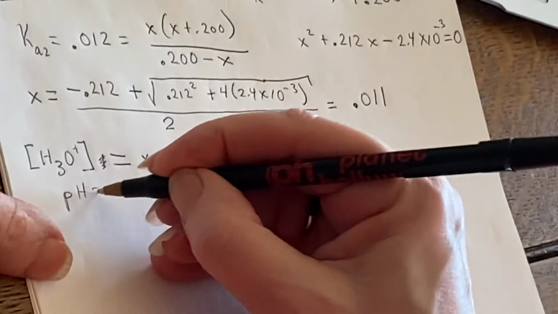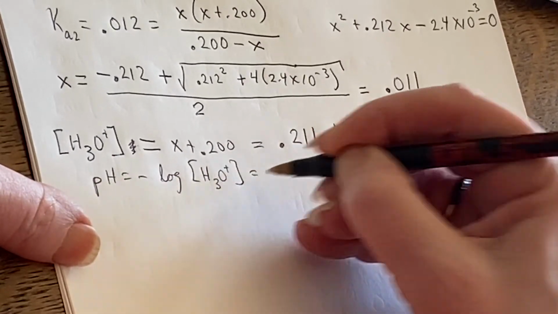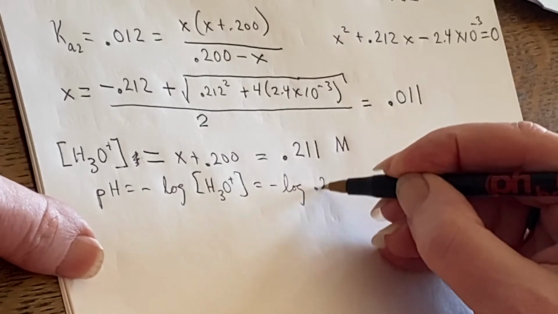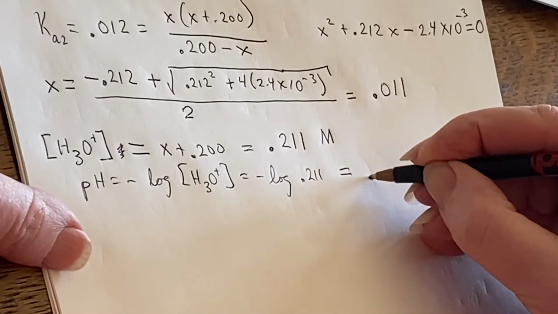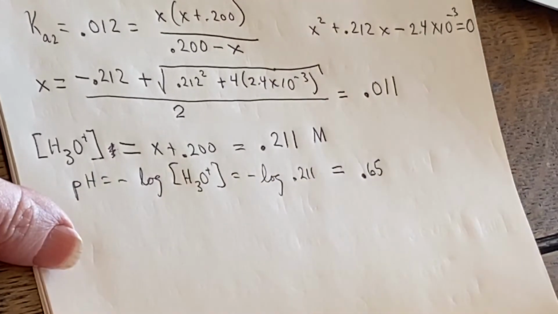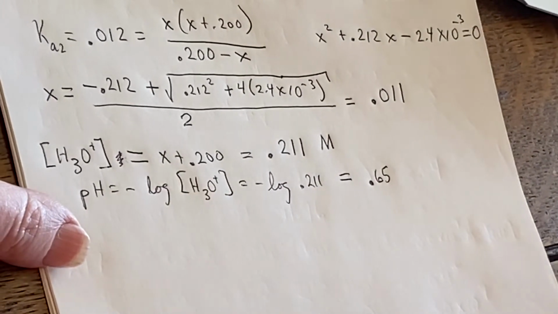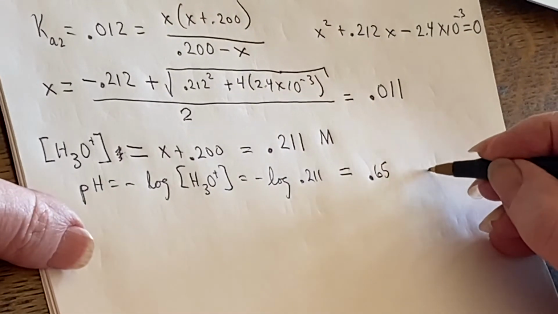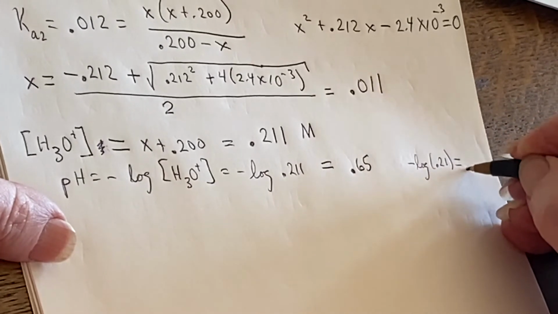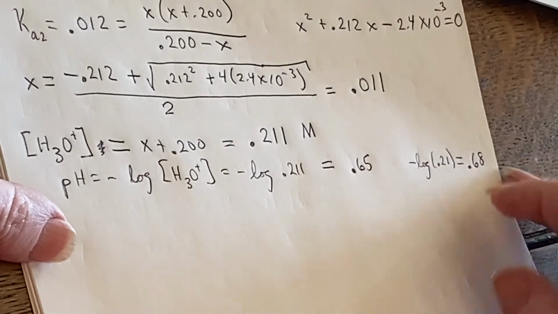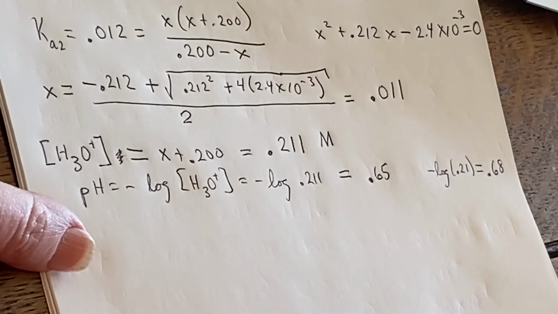pH is minus the log of the hydronium ion concentration. So minus the log of the 0.211, which is going to give us 0.65. And you might ask yourself, do I really have 3 sig figs? If so, you can just sort of say to yourself, well, what if I had said it was minus the log of 0.21? If I did that, I'd get 0.68. So you see, it's very close. It only differs in the last sig fig, so I'm not feeling badly about this.